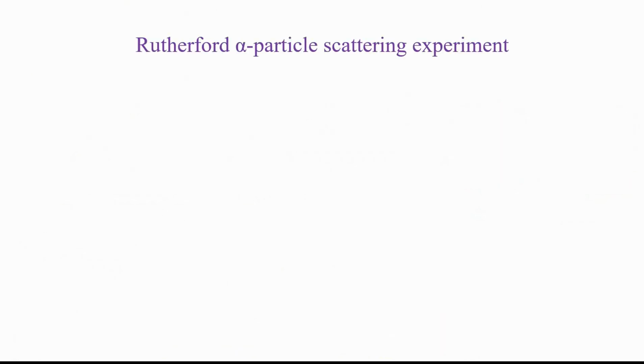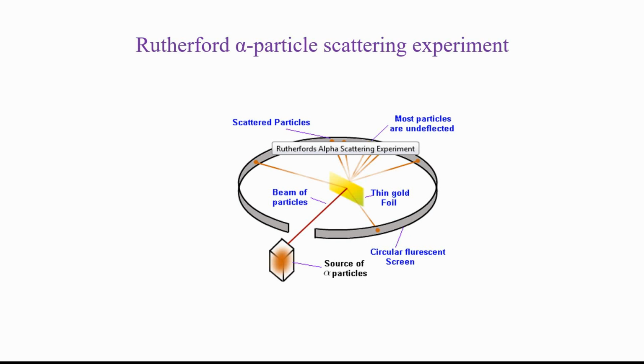For that, Rutherford had done a famous experiment, the Rutherford alpha particle scattering experiment, and from the conclusion of this experiment he gave some idea regarding the structure of the atom. The experimental setup is as follows. There is a source of alpha particles, and at some distance there is a thin gold foil. Around the thin gold foil there is a detector. The detector is made up of zinc sulfide. This detector is a circular fluorescent screen.